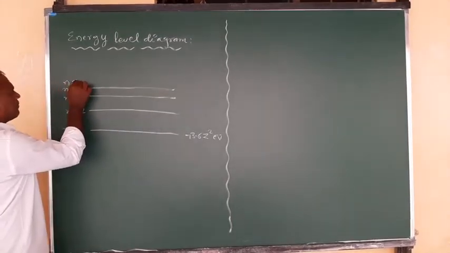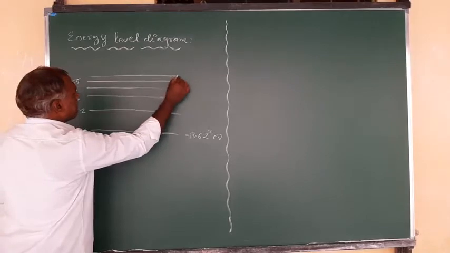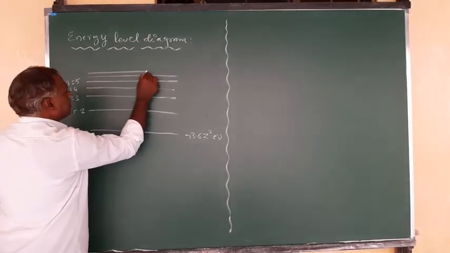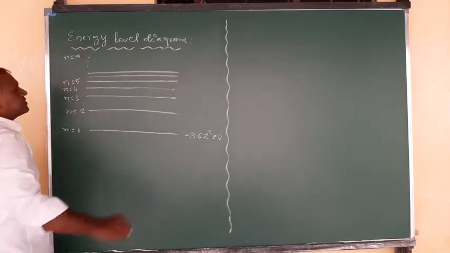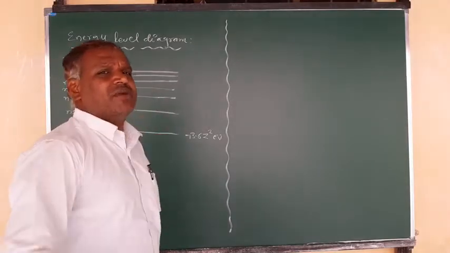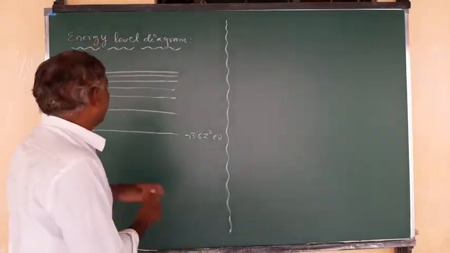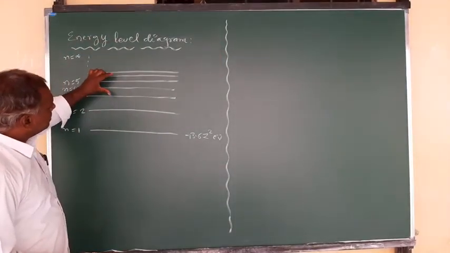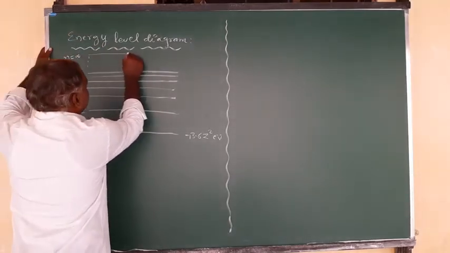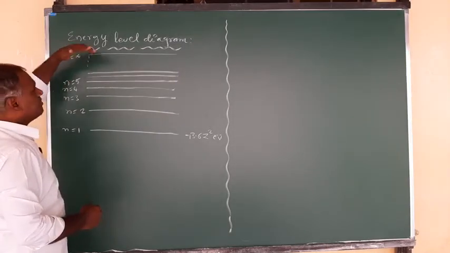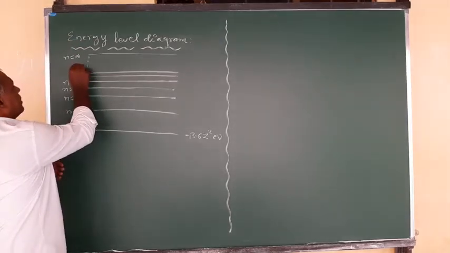n equal to 5, we can get one more. So n equal to 6. When it goes upward, increasing the n value, the levels will be very close. The difference between the energy levels of any two orbits decreases as the n value increases. Because of that these separations keep decreasing, and they become closer at the end. The last one, we can calculate for n becoming infinity.